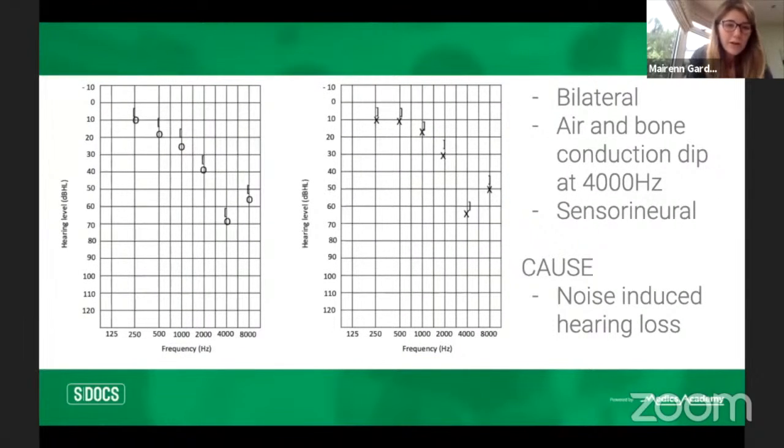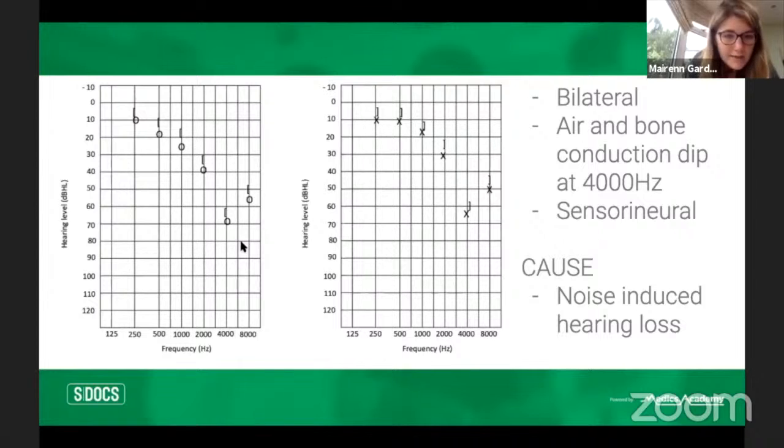So we've now got, if you look at this photo, it's bilateral, so it's the same in both ears. The air and bone conduction are matched, so it suggests that it's sensory neural hearing loss. Both the air and bone conduction are abnormal.